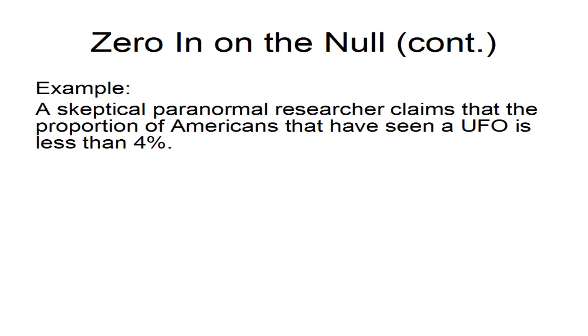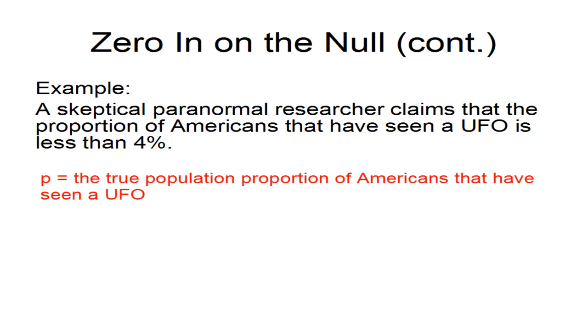Take an example. A skeptical paranormal researcher claims that the proportion of Americans that have seen a UFO is less than 4%. So we have to identify our parameter, which is P, the true population proportion of Americans that have seen a UFO. Our null is going to be P equals 0.04. The reason is that the null always is going to have an equal sign in it. The alternative is that P is less than 0.04, since the problem talks about it being less than.